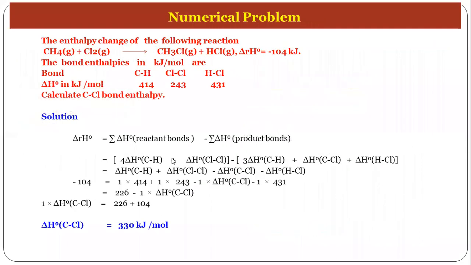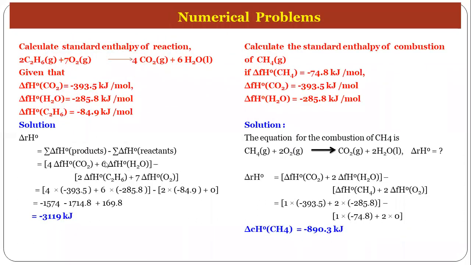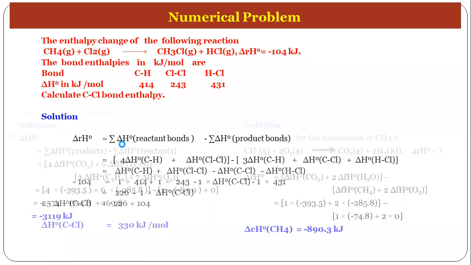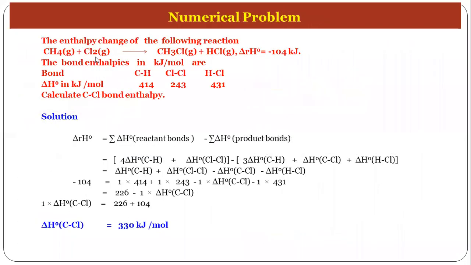But I also want to take another example in which the bond enthalpy is there. When bond enthalpy is there, this formula is reversed: reactant bonds minus product bonds. See, these two formulas are different. Here we have to calculate.